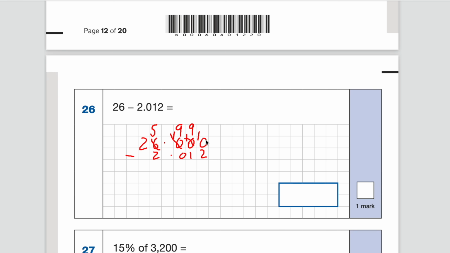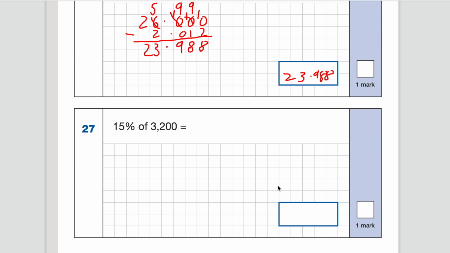There's the 1 that we've borrowed. So, underline that. What's 10 subtract 2? It's 8. What's 9 subtract 1? It's also 8. 9 subtract nothing is 9. Decimal point. 5 subtract 2 is 3. 2 subtract nothing is 2. So our answer is 23.988.